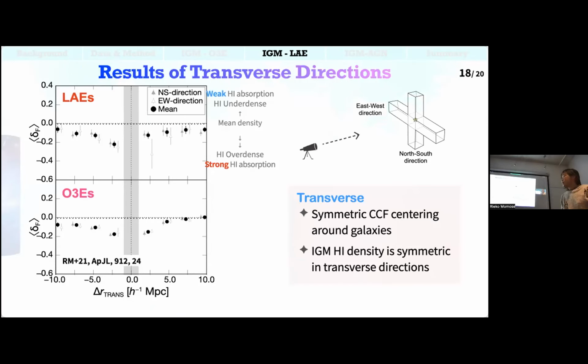So the first results are the correlation function in transverse directions of Lyman alpha emitters and [OIII] emitters. The gray shaded line at the center indicates the position of galaxies. So then we found that both galaxy types show the symmetric correlation function, that indicates the IGM density in the transverse direction around both [OIII] emitters and Lyman alpha emitters are about symmetric like this.